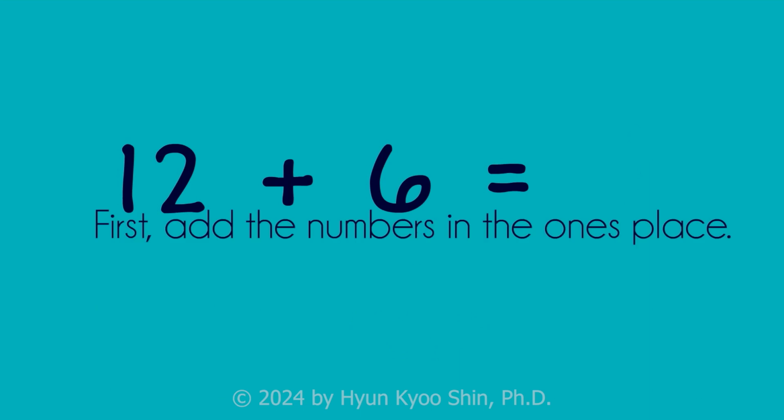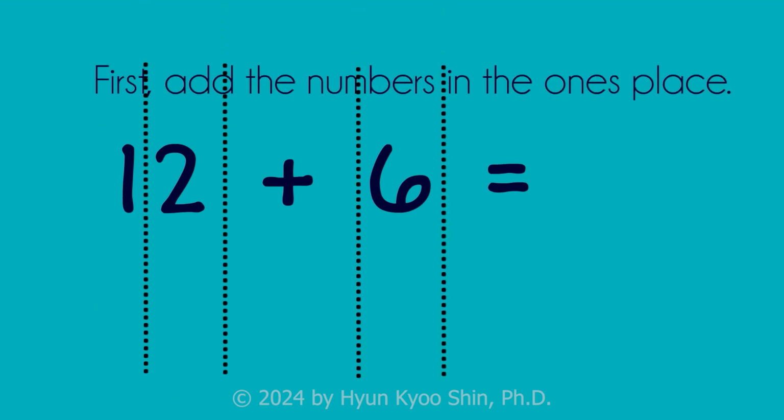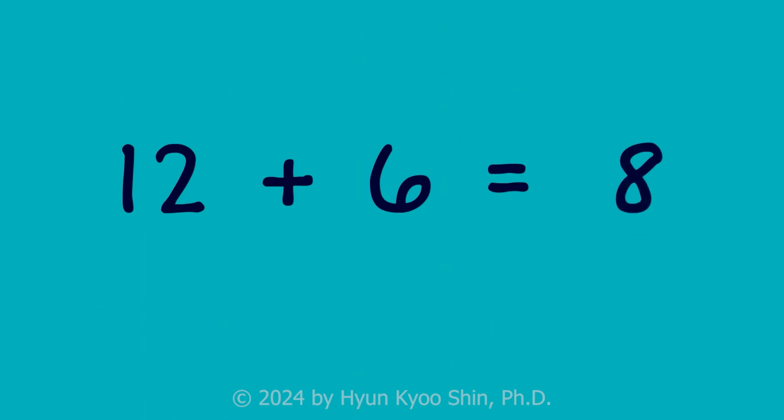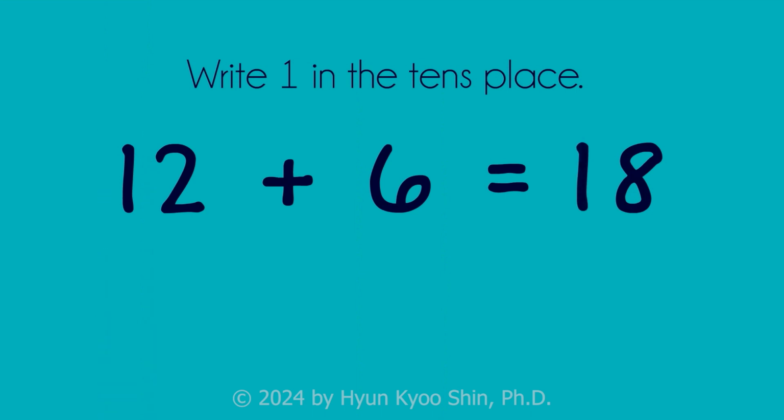First, add the numbers in the ones place. 2 and 6 are in the ones place. Let's add 2 plus 6 is equal to 8. Only number 1 is in the tens place, so write 1 in the tens place. The answer is 18.